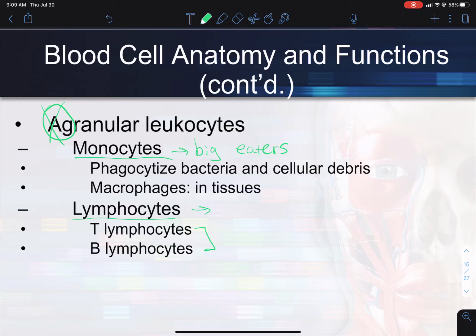So the big eaters are also going to be phagocytizing bacteria and cellular debris. They're really, really big, so they have enough room to get rid of all of that cellular debris. Sometimes they're called macrophages, and those macrophages are specific to living in the tissues. Lymphocytes refers to the lymphatic system, cyte meaning cell. These are going to eventually turn into the T and the B cells, and we'll talk in more detail about what those cells do when we get to the lymphatic system.